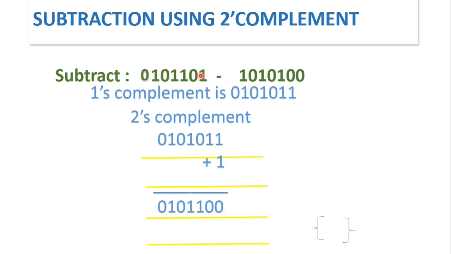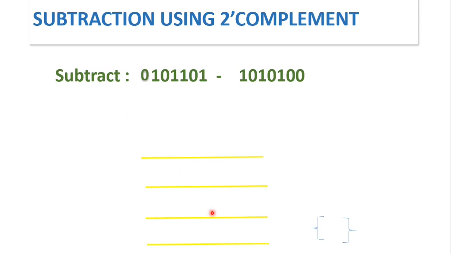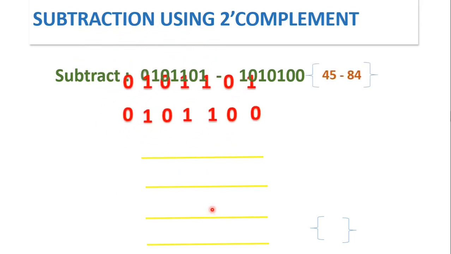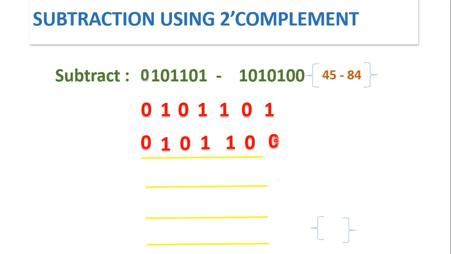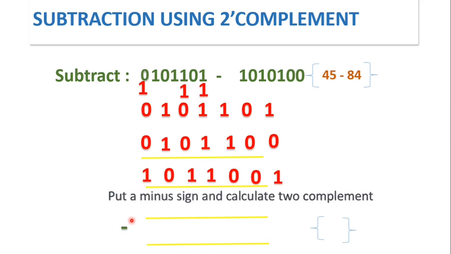So we have to add the first number and the 2's complement of the second number. So when we do this, 1 plus 0 is 1, 0 plus 0 is 0, 1 plus 1 is 10, 1 plus 1 plus 1 is 11, 1 plus 0 is 1, 1 plus 1 is 10, and 1 plus 0 is 1. You can see here that there is no carry that is being generated, so the answer that we'll get will be negative. So the next step would be to add a minus sign, and then we have to calculate the 2's complement of the number that we have got.